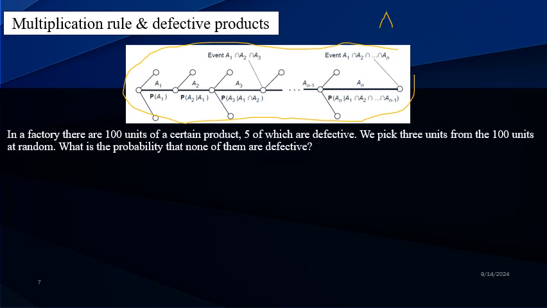Any confusion regarding the multiplication rule? It is simple. We are computing the probability of joint occurrence through multiplication of the corresponding probabilities. So here there is a question.